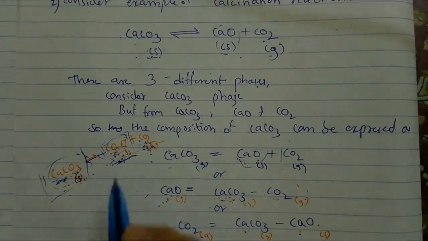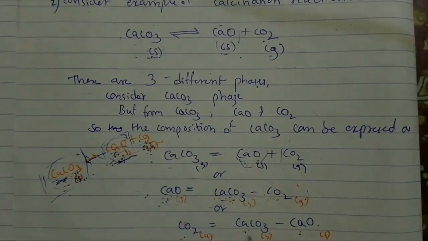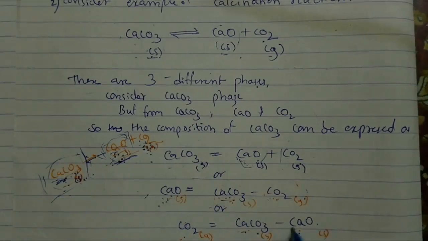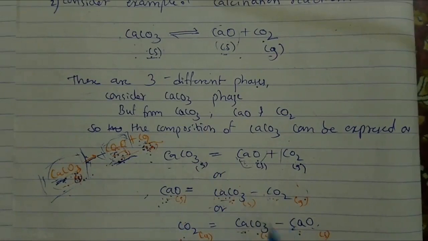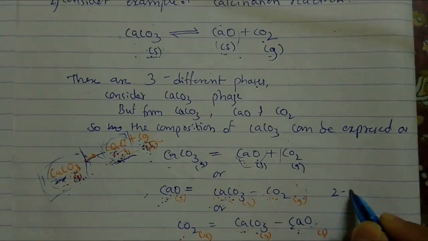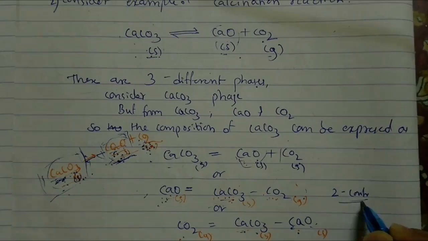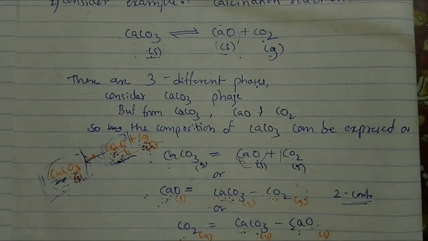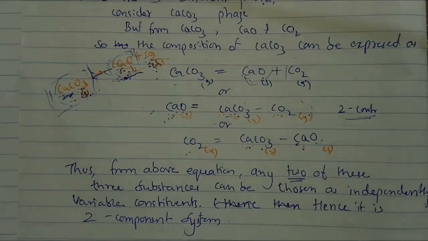Clear? Now consider the gas phase. Gas phase is again just like calcium oxide. It is coming from calcium carbonate, but it's giving one other phase also that you have to subtract, that is calcium oxide. So this is how you can identify that it requires two constituents to express the composition of any one of these phases. So this is a two component system. From the above equation we can say that any two of these three substances can be chosen as independent variable constituents, hence it is a two component system. It's very simple. I hope you understood this.